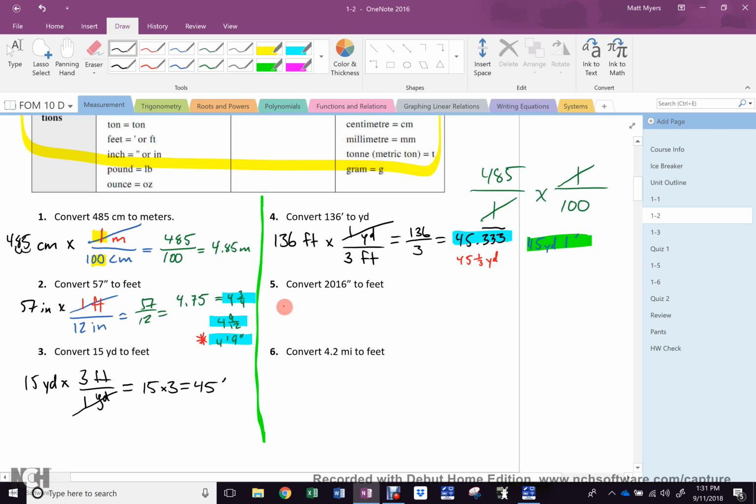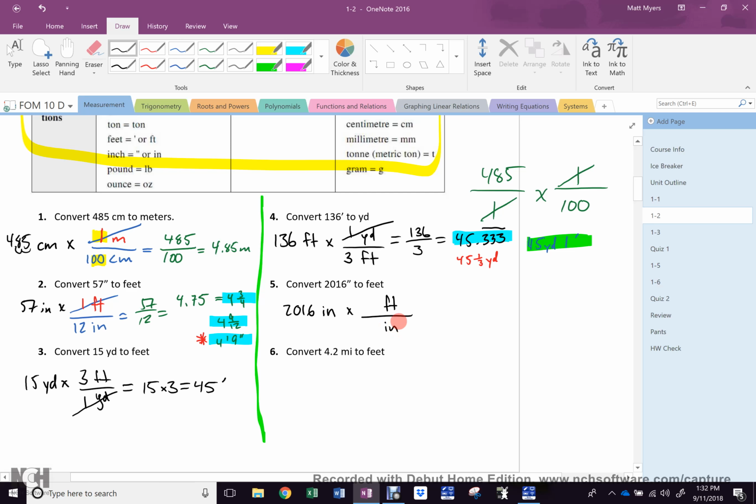I'm starting with 2016 inches. And I like to write inches because, if we have time, I'll show you a funny gag from a movie where those quotation marks messed everything up. And I want feet. So what's in the numerator spot? Feet. What's in the denominator spot? Inches. And what numbers go in there?